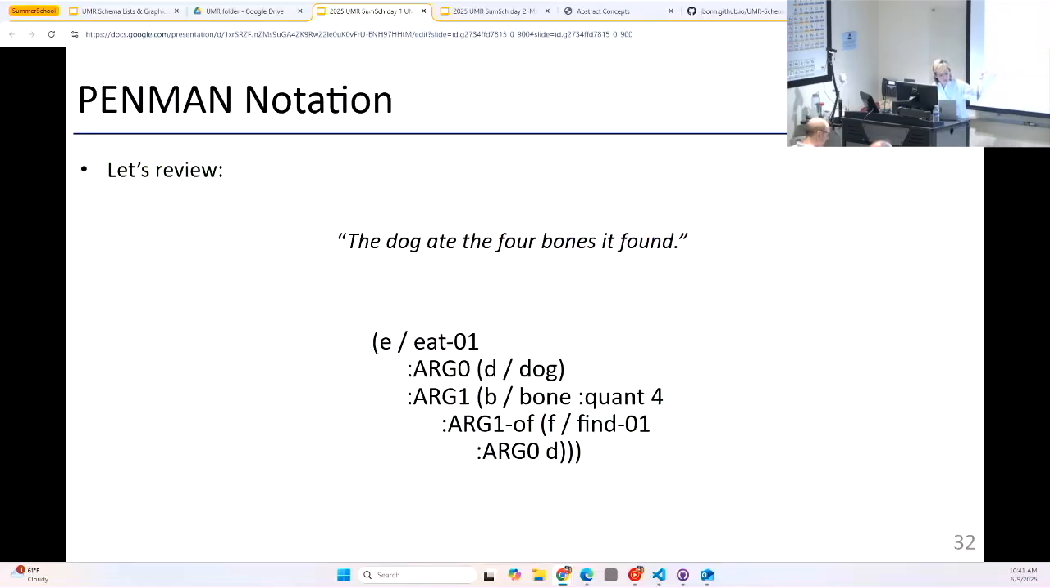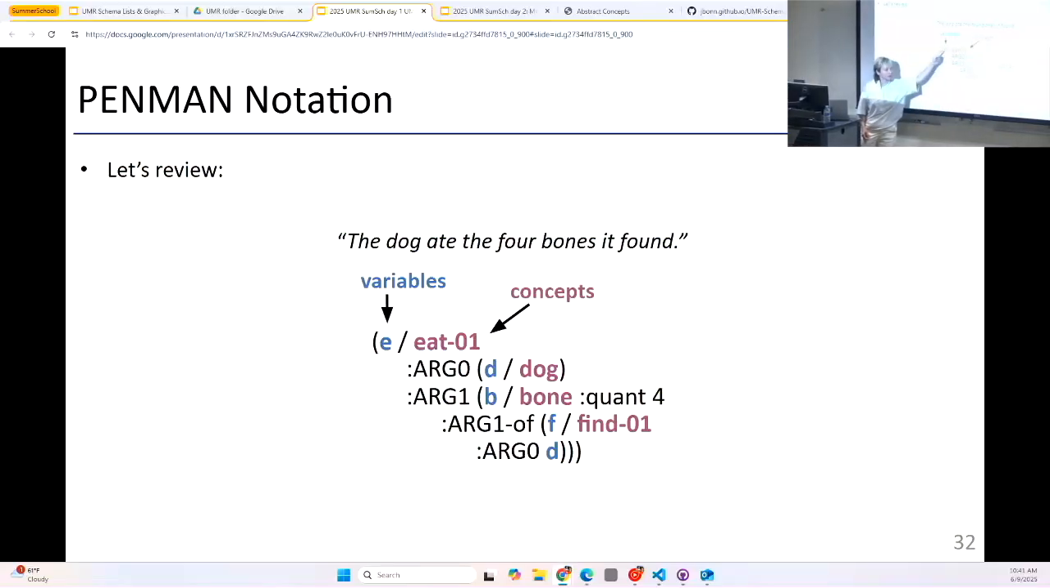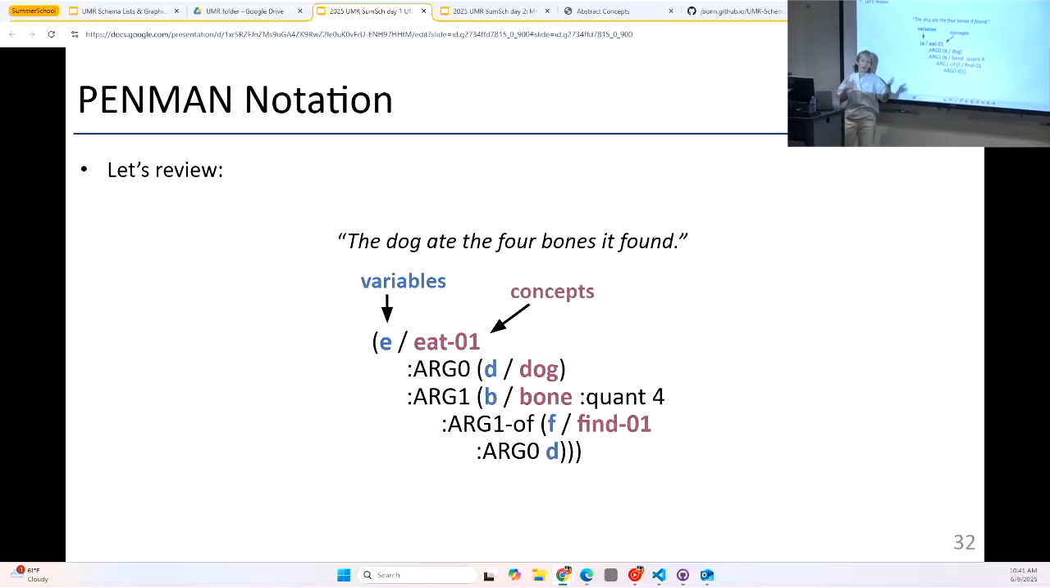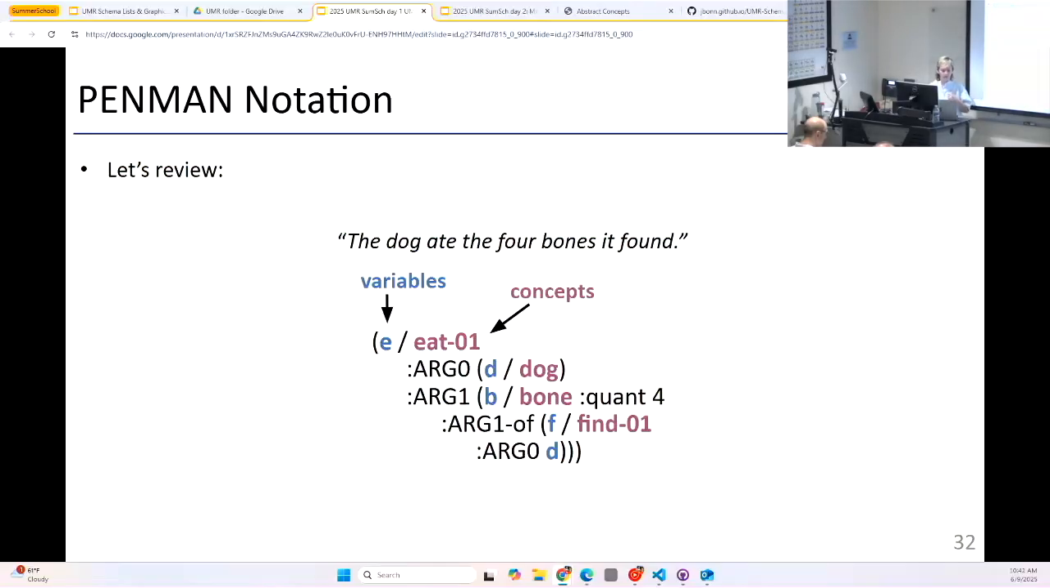Okay, so here's a little review. The dog ate the 4 bones it found. You've got the concepts in purple that come from the sentence. You've got the variables for each of them. For English, the variables tend to be the first letter of the word. With UMR, it gets interesting because you have different characters from different languages. For some, like Chinese, you use some generated name, like X. With Arapaho, we have some numerals, like the number 3 is a sound, so we use an X for that. But yeah, variables, the edges.